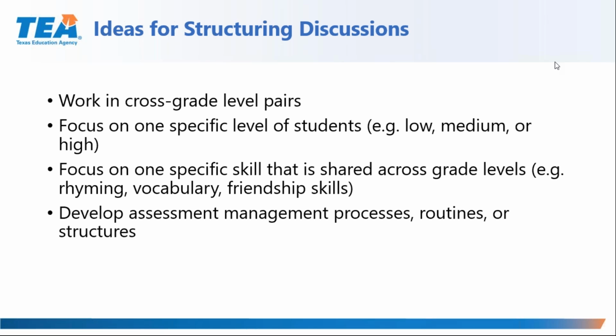You could focus on one specific level of students, so low, medium, or high, instead of running the gamut. You could choose to focus on different groups of students at different meetings to really make sure that you have depth to your conversations. You could focus on one specific skill that is shared across grade levels. So you might have that vertical team meeting and just focus on rhyming or vocabulary, for instance.